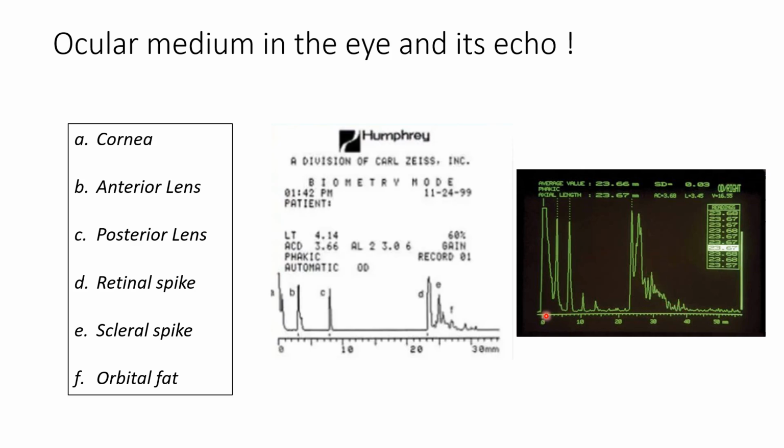All these spikes should be of equal height and they should rise 90 degrees from the baseline. That guarantees you a good measurement.